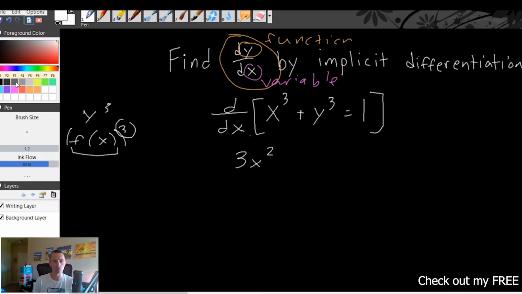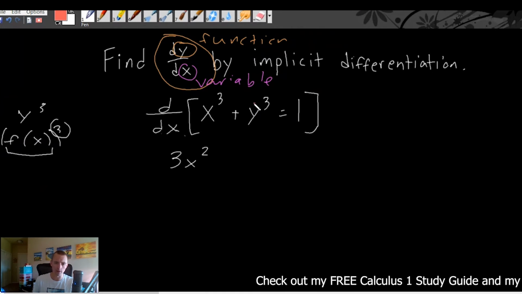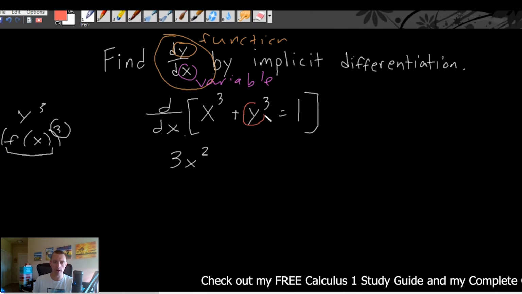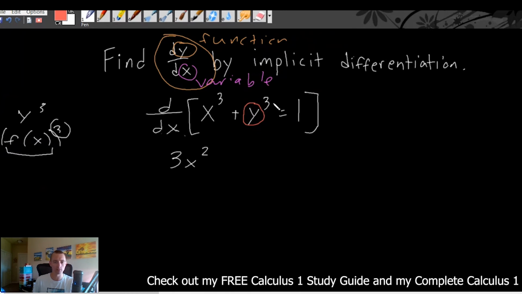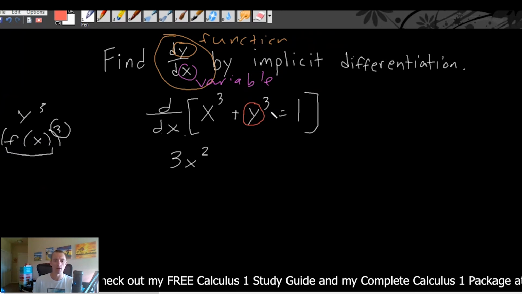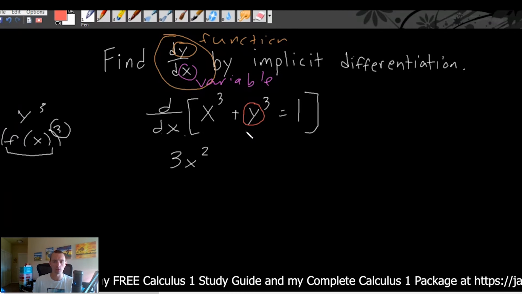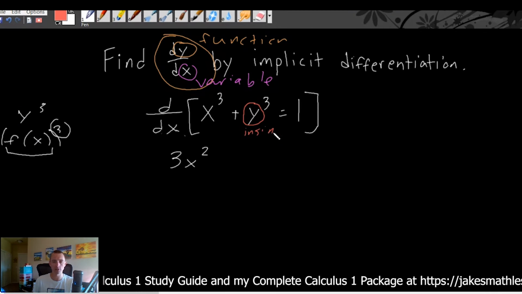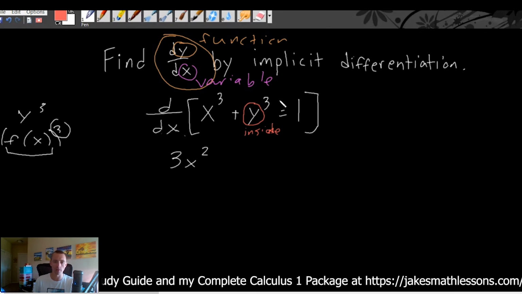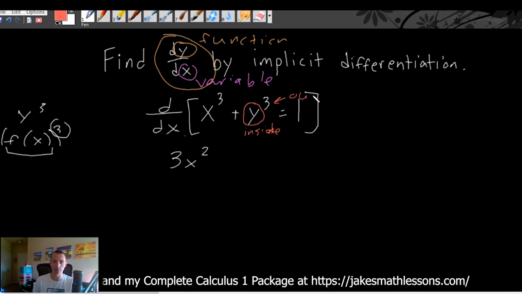So when we think about chain rule, we want to think of basically what is our inside function and what is our outside function. Well, like I said, our inside function is going to be y. That's kind of inside this power, basically. And then our outside function is the cubed piece. So the y is the inside function, and then the cubed piece is our outside function.